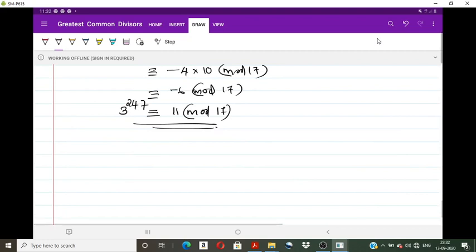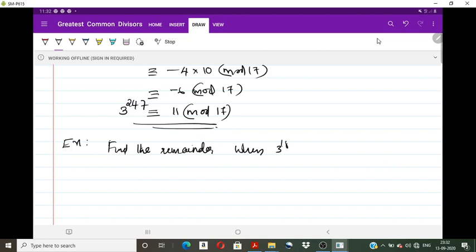Now please do this problem as an exercise. Find the remainder when 3 raised to 181 is divided by 17.